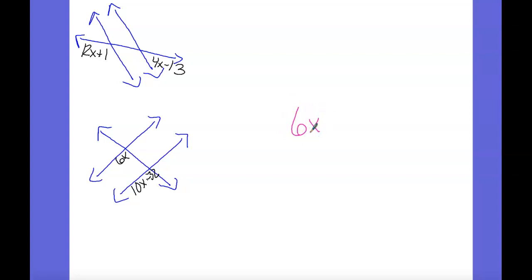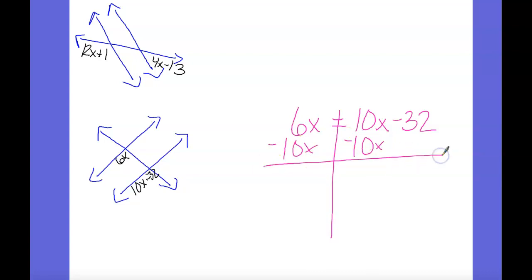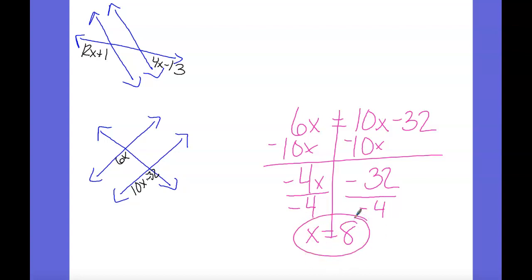So 6x equals what? 10x minus 32. What did you do first to solve? Minus 10x. Okay, so you want to get all of your x's on one side. So what do you get? Negative 4x equals negative 32, and then I would divide by negative 4 on both sides. So what does x equal? 8. Thumbs up if you got 8.